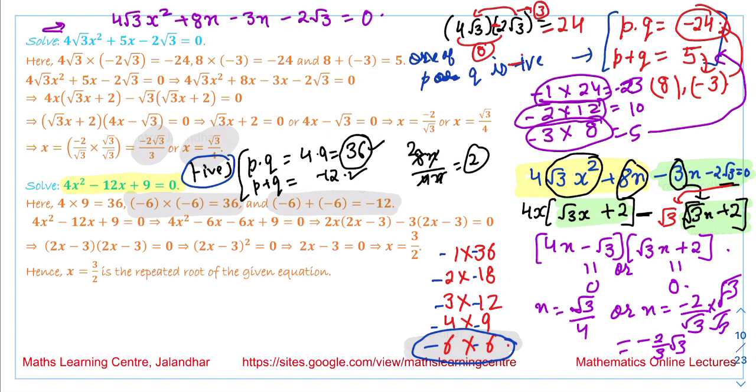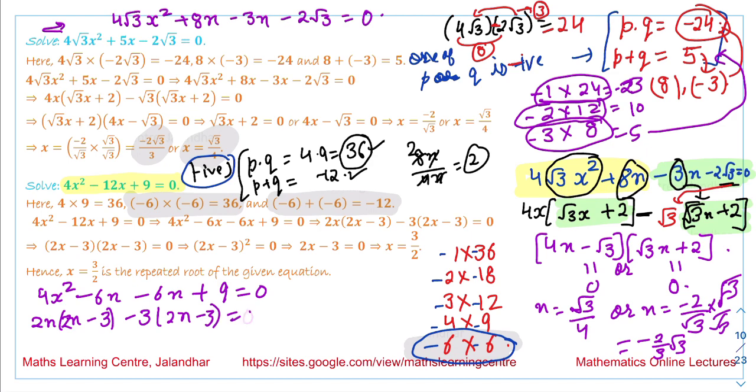So by splitting the middle term we get 4x square minus 6x minus 6x plus 9 is equal to 0. We take 2x common, so it is 2x minus 3, and taking minus 3 common, it is 2x minus 3. From the first two terms we have taken 2x common, and from the last two terms we have taken minus 3 common. This is the common term over here. So we are left with 2x minus 3 into 2x minus 3 is equal to 0.